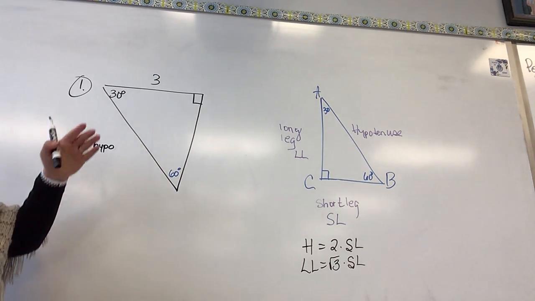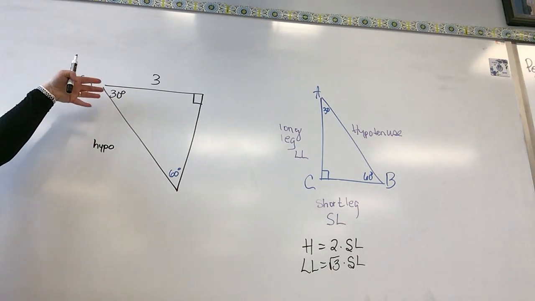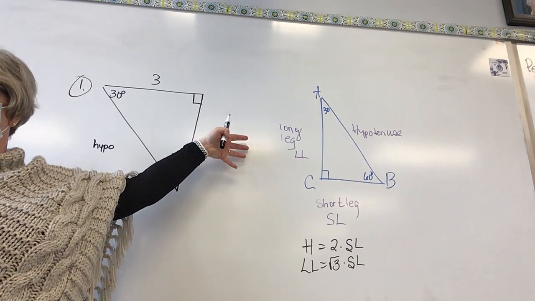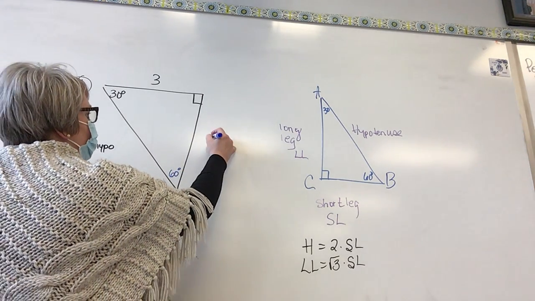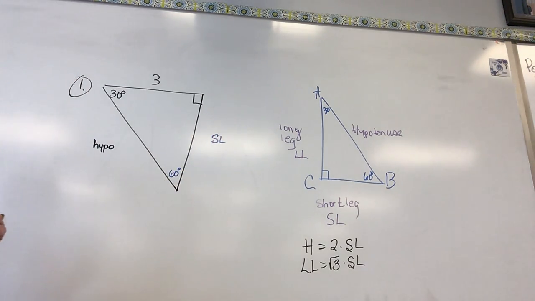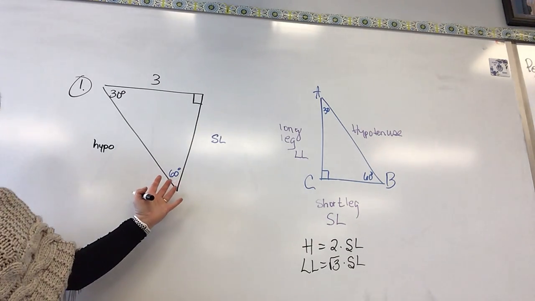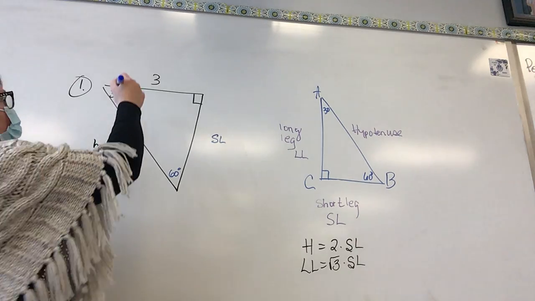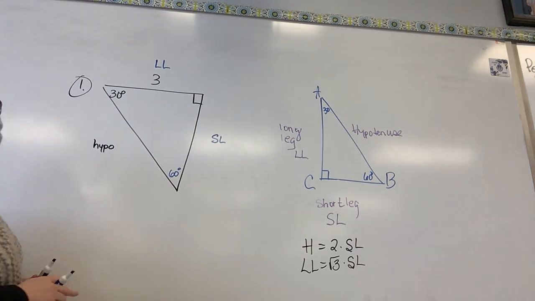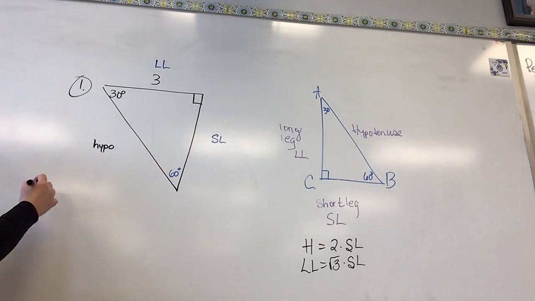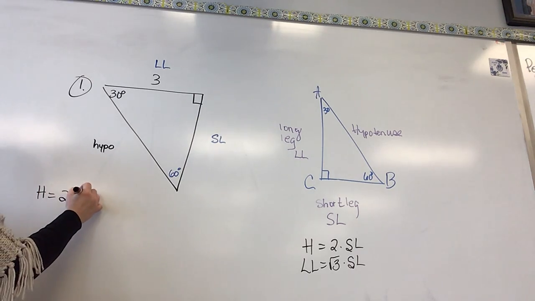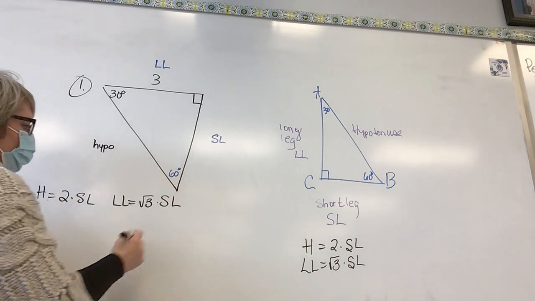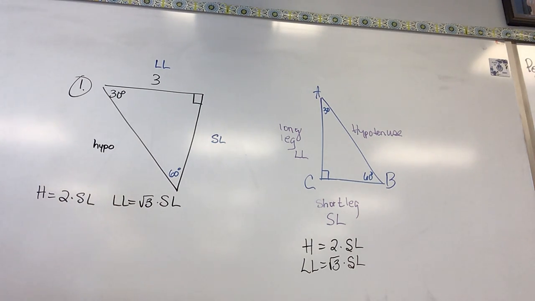Then I look for my 30, and I look for the side across from him, and the side across from him will be our short leg, so I'm going to label it short leg. And then I look for my 60, and the side across from him is going to be our long leg. In the very beginning, I would start by writing both formulas down, and then see what we have.